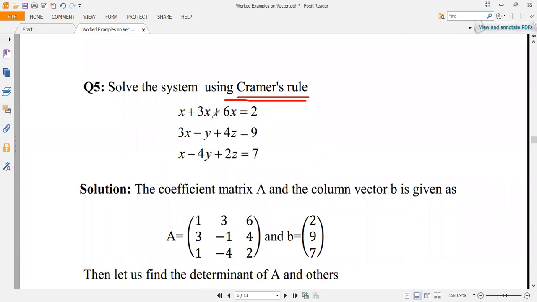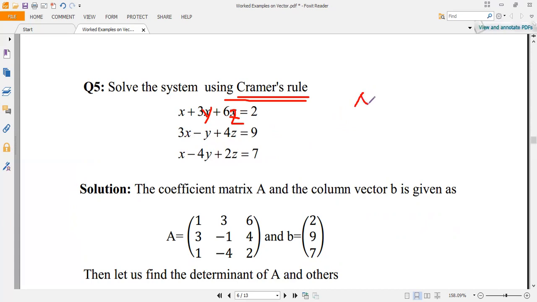The other one is using Cramer's rule: how to find the solution of the system using Cramer's rule. So x plus 3y plus 6z is equal to 2, 3x minus y plus 4z is equal to 9, and x minus 4y plus 2z is equal to 7. So Cramer's rule applies as follows.